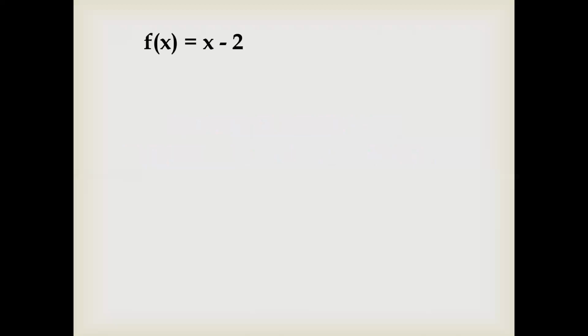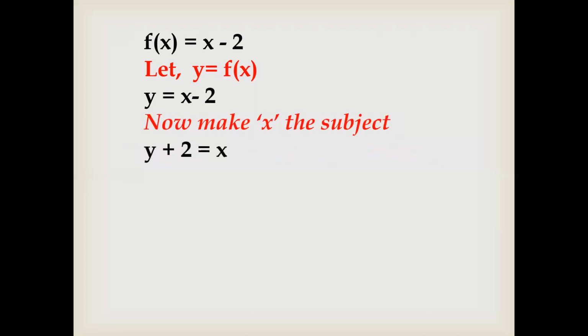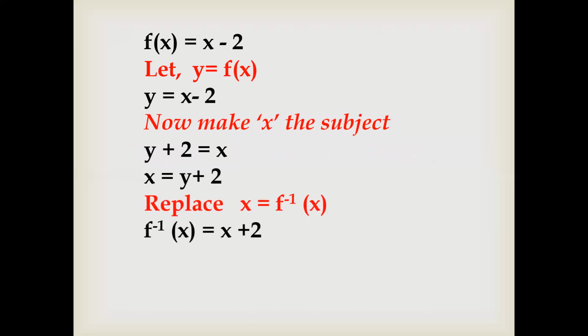Now, the first thing, f(x) is equal to x minus 2. First, we suppose that f(x) is y, so y is equal to x minus 2. Now make x the subject: x is equal to y plus 2. Replace x with f inverse of x. So once you replace, remember that inverse actually means y becomes x, x becomes y. This is how we find the inverse. The three steps are there. You have to copy this working.